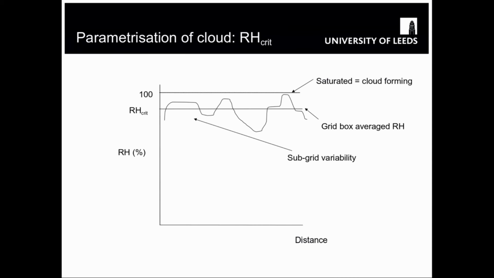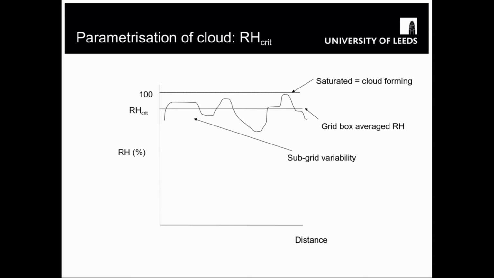So typically if we think about clouds forming, we expect clouds to form when the air becomes saturated, so the relative humidity reaches 100%. Okay, the air can't hold any more water vapor, and that water vapor has to start condensing out as liquid water to form cloud droplets. So imagine we've got a grid box here.